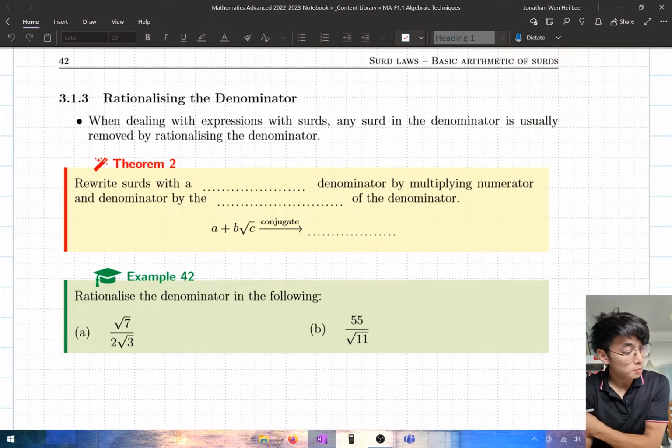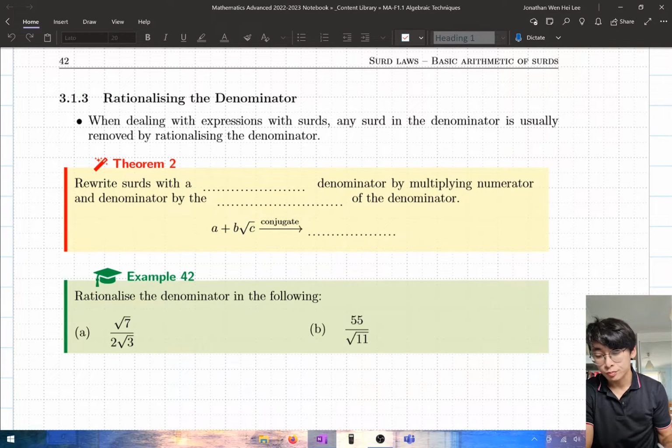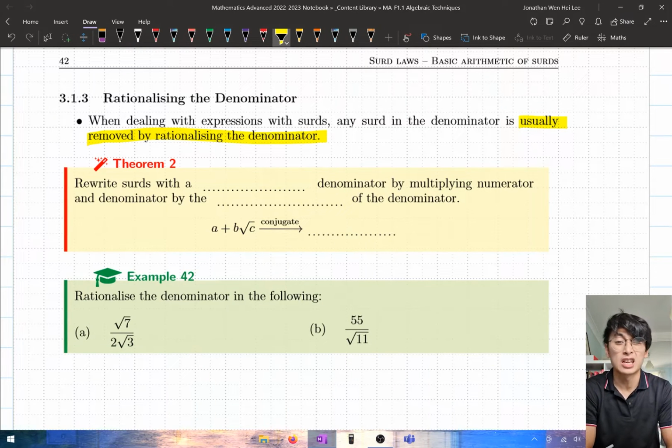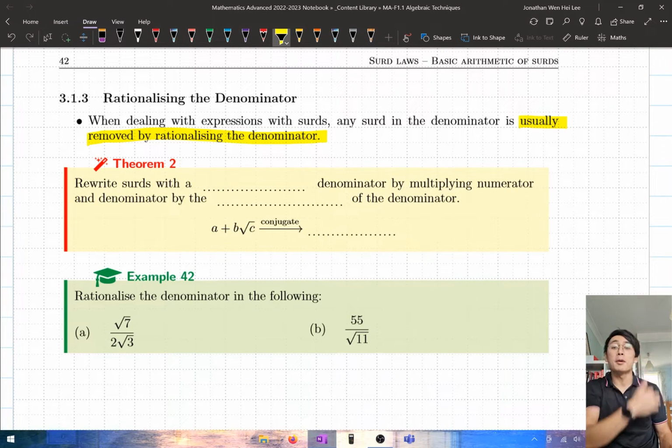If you have a look, this is on page 42. When dealing with expressions with surds, any surd in the denominator is usually removed by rationalizing the denominator. So often what we do when we have a surd in the denominator is we remove it through this process called rationalizing the denominator. We multiply both the numerator and denominator by a term which usually involves a surd, so that it makes the denominator a whole number.